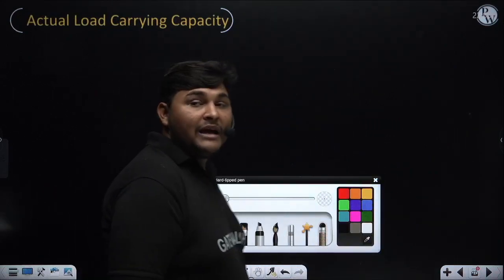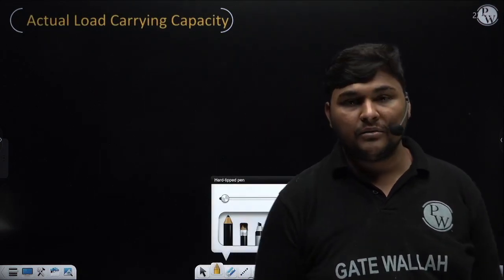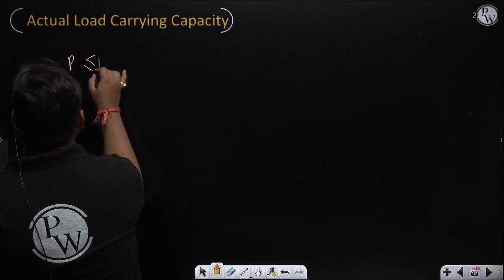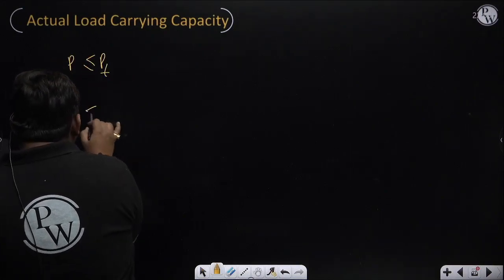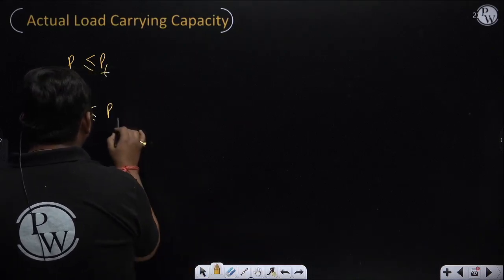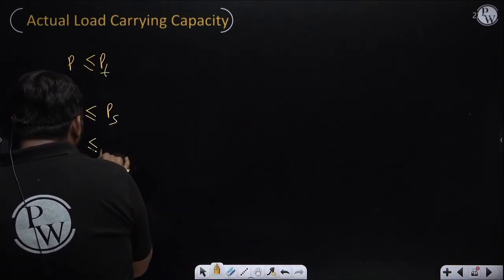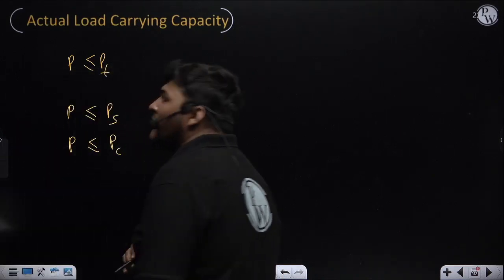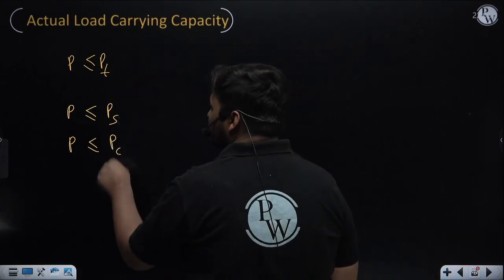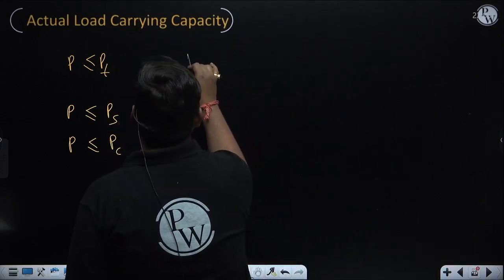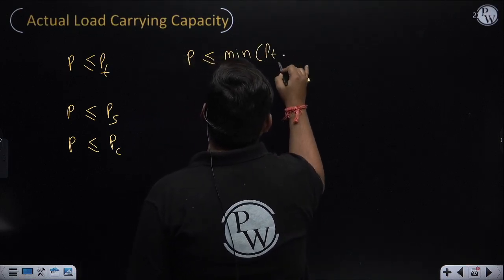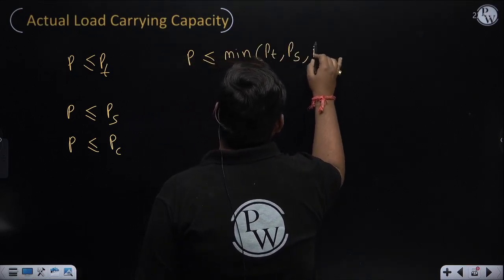Now, an important point is actual load carrying capacity. What will be the expression of actual load carrying capacity? Can I say actual load P should be less than or equal to PT? Actual load P should be less than or equal to PS, where PS is shearing load carrying capacity. Actual P should be less than or equal to PC. So if we want to avoid all types of failure, actual P should be less than or equal to PT also, PS also, and PC also. So can I say actual load P should be less than or equal to the minimum of PT, PS and PC?